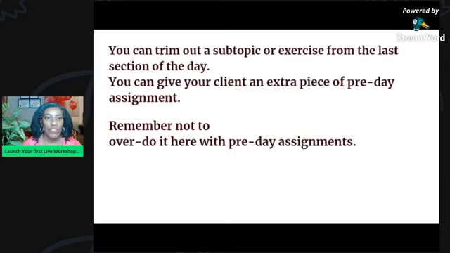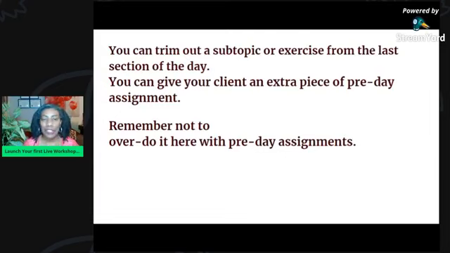And you can trim out a subtopic or exercise from the last section of the day. So if you have, at the end of the day, you can make that section a little shorter. Instead of 45 minutes, make it a half an hour. If you schedule each section for 90 minutes, make it 45 minutes or 30 minutes, okay?